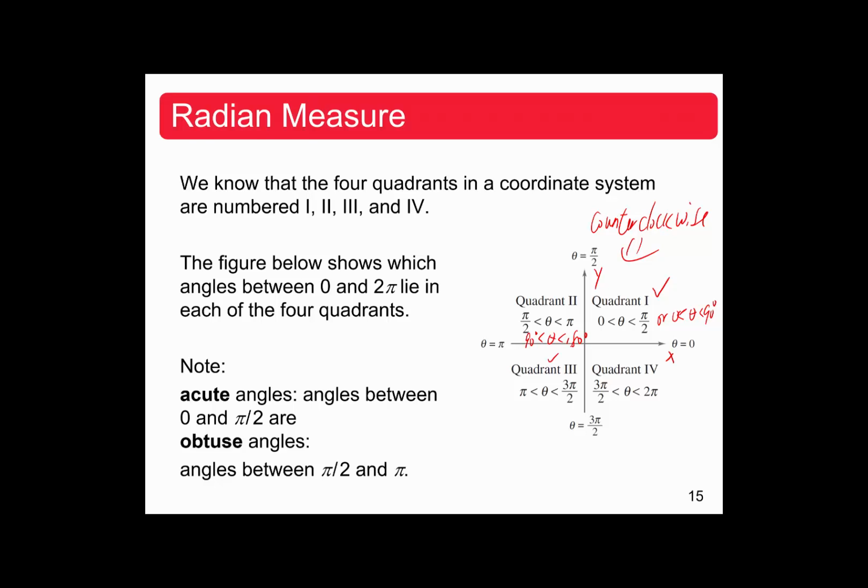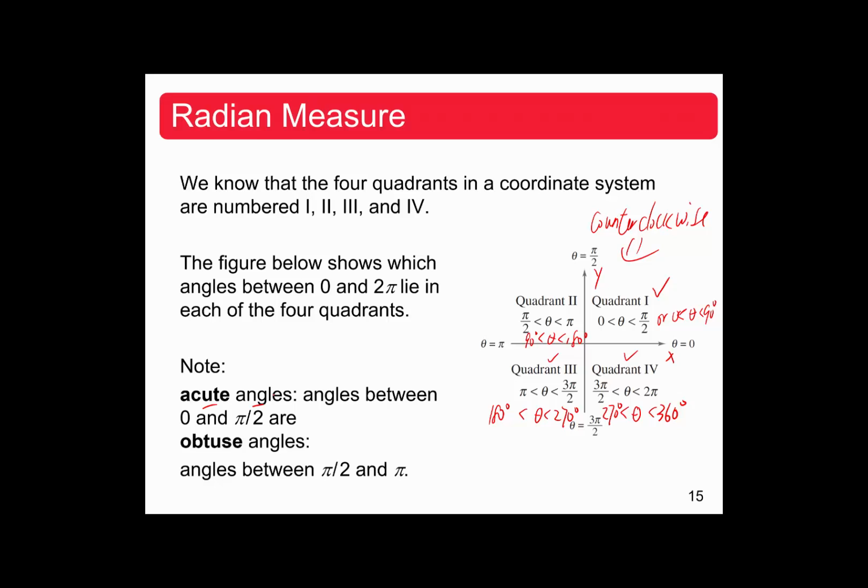Quadrant 3, theta is greater than pi, less than 3 pi over 2. In degree measurement, that's between 180 degrees and 270 degrees. And quadrant number 4, theta is greater than 3 pi over 2, less than 2 pi. So theta is greater than 270 degrees, less than 360 degrees. And that gives us 4 different quadrants, and then also the related angles.